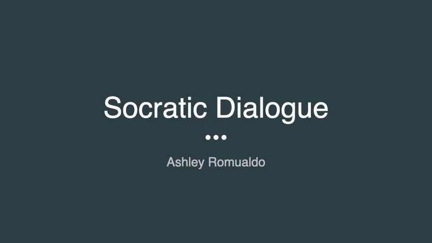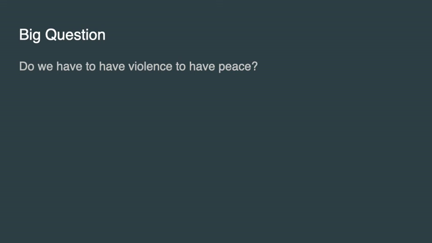Hey guys, it's Ashley Romaldo, and I'm going to be going over my Socratic dialogue and really everything that it encompasses. So, the big question that I decided to ask throughout this dialogue is, do we have to have violence to have peace? This question shows up about halfway through the dialogue, but I felt it was really important to ask because it's a question I had really been struggling to understand myself throughout this semester, and I thought, what better way to answer my own question than to use it in my Socratic dialogue?